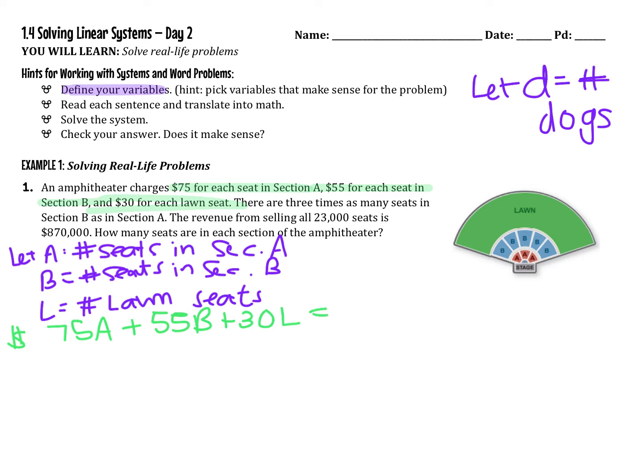And then I want to know, this has to be equal to something. How much total money are we talking about in this problem? It doesn't say it in this sentence, but if I keep reading down below, there's another dollar sign, and I see it here. The total revenue was $870,000.